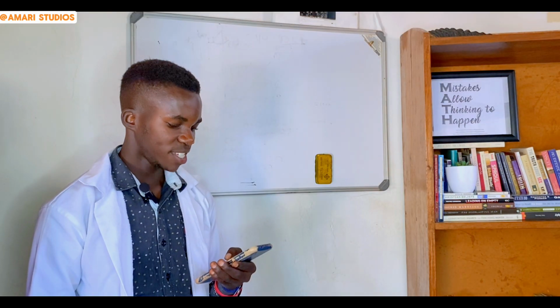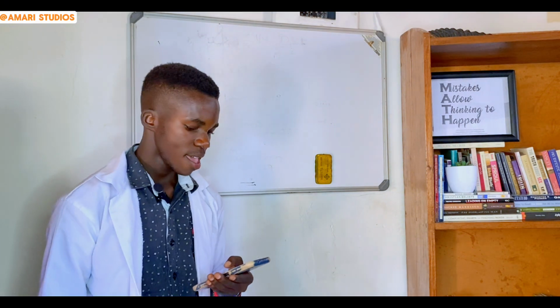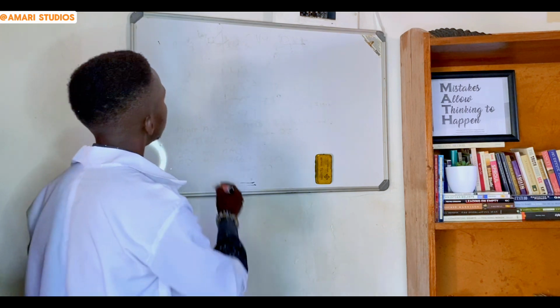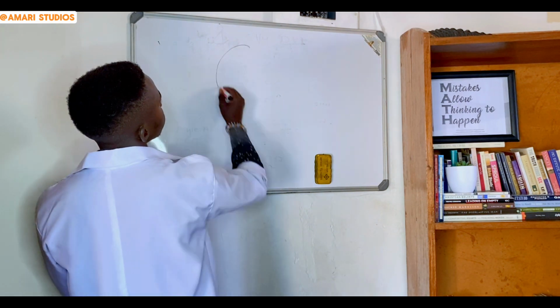Question 9 is saying the Venn diagram below shows sets A and B. So we have a Venn diagram.